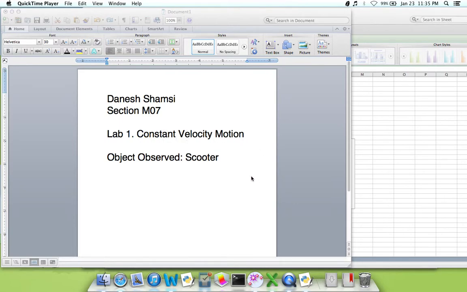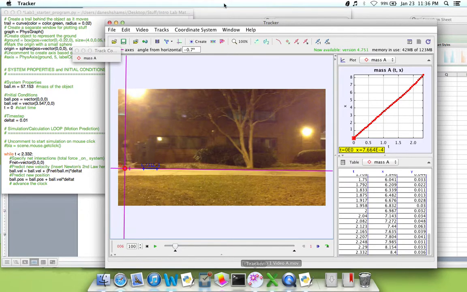The object that I observed was my friend riding around on his scooter in a straight line at a constant velocity. So I uploaded the video to the Tracker software that was provided in our class, and I set the origin to the center of his scooter. I have the scooter moving in the positive x direction. Using the calibration tool, I set the length of the calibration tool equal to the length of the base of the scooter, which was 0.6731 meters.